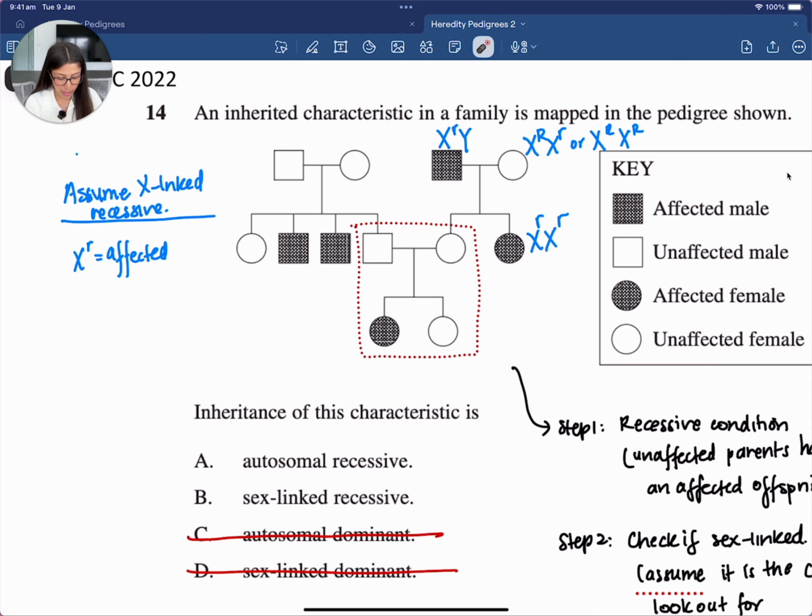So if we already know that this child is affected, let's see where she's inheriting each allele from. So this child is definitely going to inherit one of the little r alleles from the father. So that leaves her with the other X allele, and that also has to come from the mother. So hence this mother can only be heterozygous for the trait. So now I definitely know her genotype.